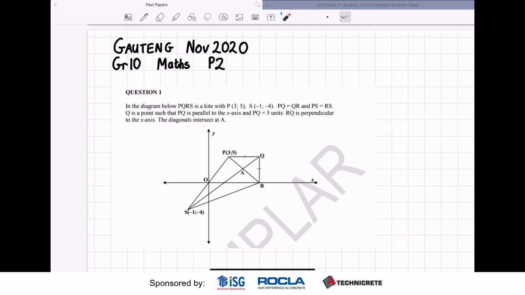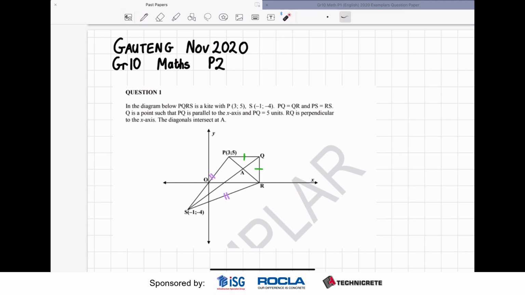In the diagram below, we've got a kite PQRS, and I have coordinates for P and coordinates for S, and I'm told that PQ is equal to QR and that PS is equal to RS. So I know this, and I know this.